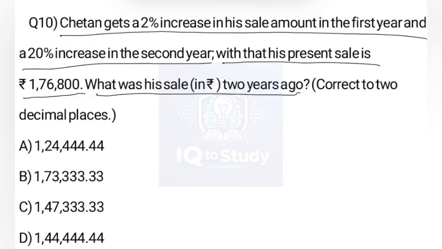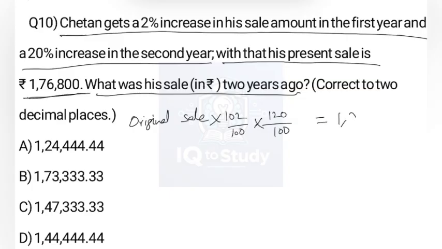Let his sale 2 years ago be considered as original sale. So, original sale into, he gets 2% increase in first year, it means 102 by 100, into, in second year he gets 20% increase, it means 120 by 100, and now present sale is equal to 1,76,800.